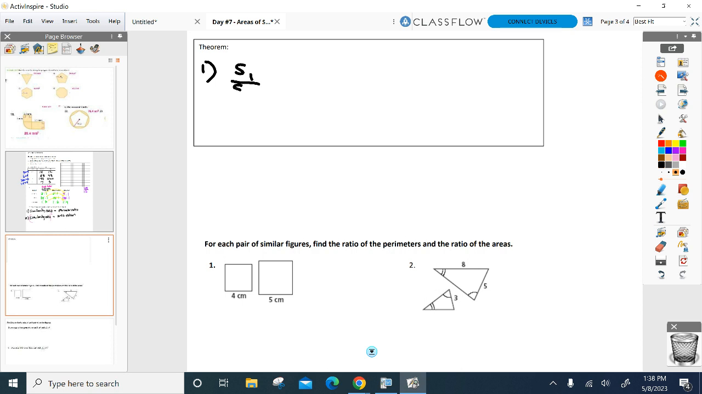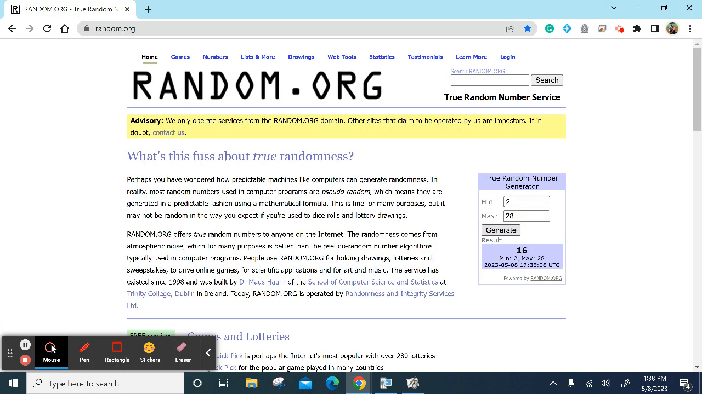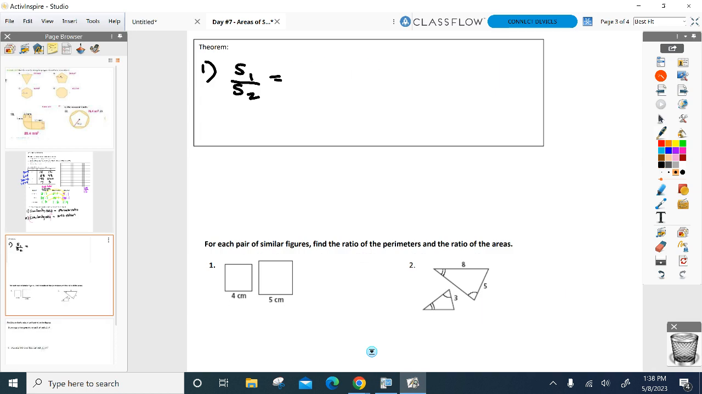S1 over S2. What do you think I mean by S? Side similarity ratio. Yep. Scale factor of one to the other is always equal to... If I know this ratio, I know the what ratio? Let's go back again. If I know the ratio of two sides, I also know the ratio of perimeters. P1 over P2 for perimeters.